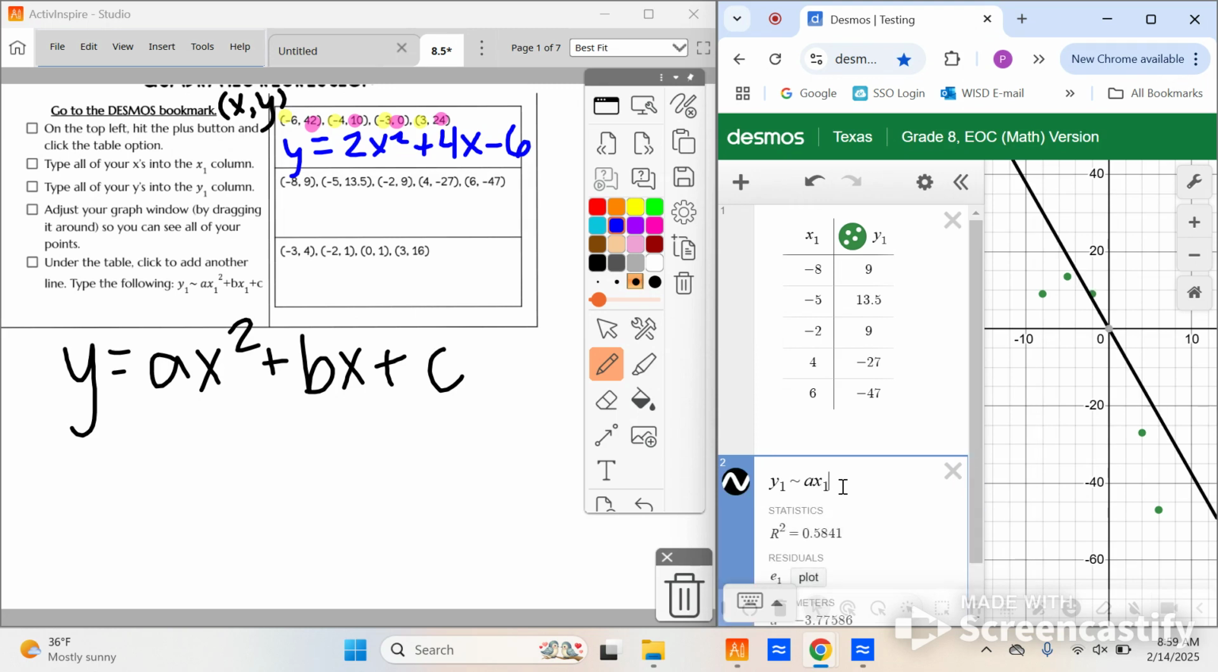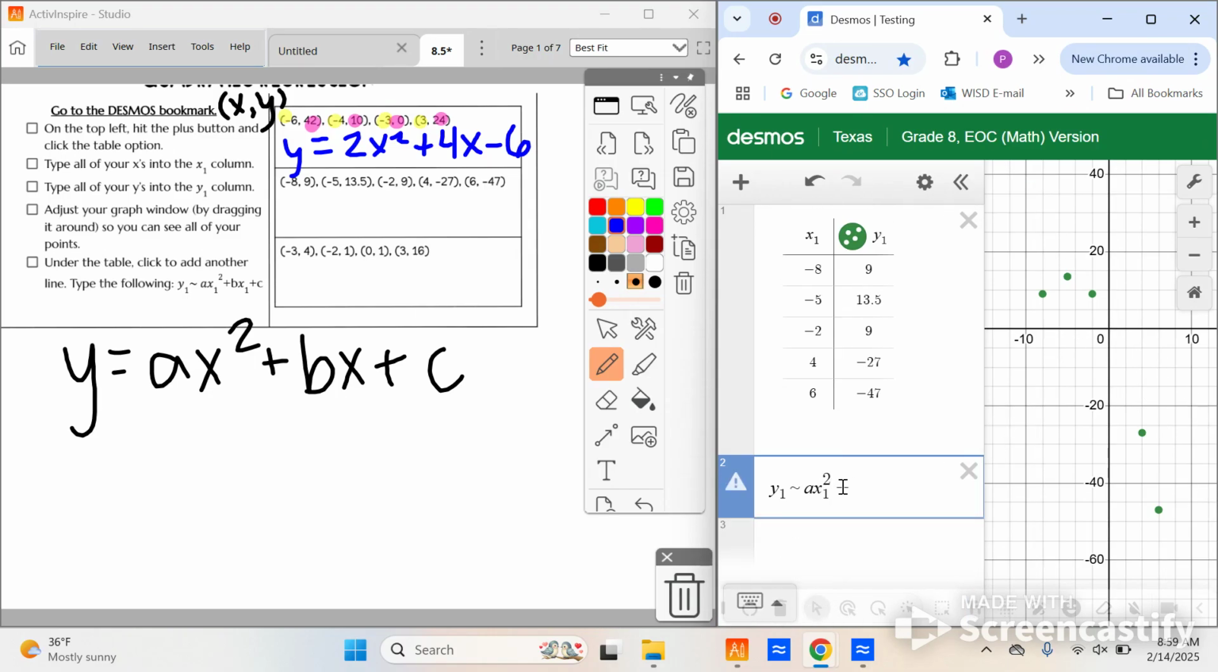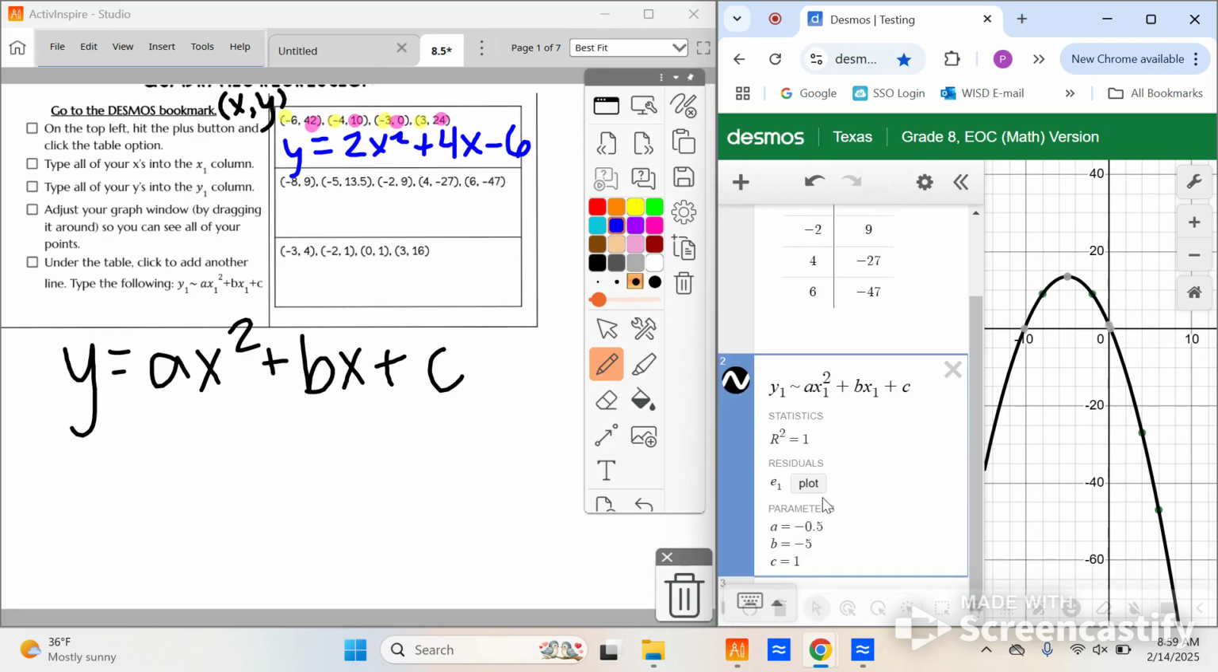Ax1, shift 6 to get my squared, and use the arrow to click over, plus bx1 plus c. Now it's connected all my dots. Now, a really cool feature is we can also see our zeros or our x-intercepts and our y-intercepts very clearly, just like we can when we just draw a line. So even though it's now connecting points, it will also tell us the important points.